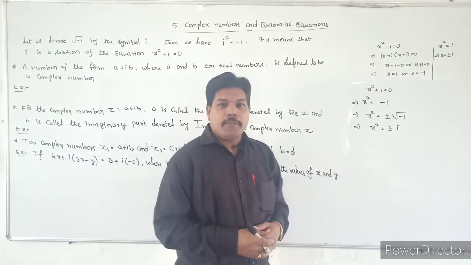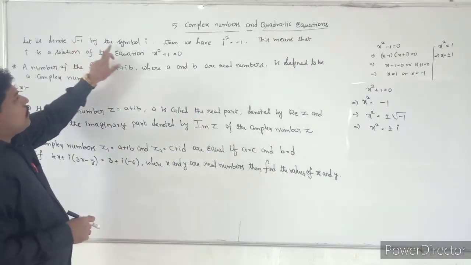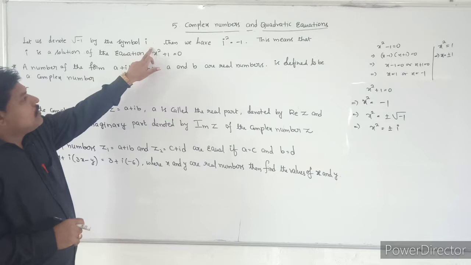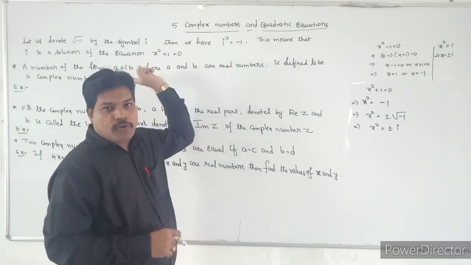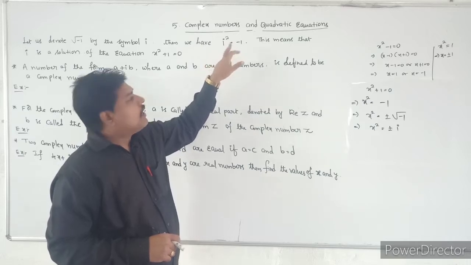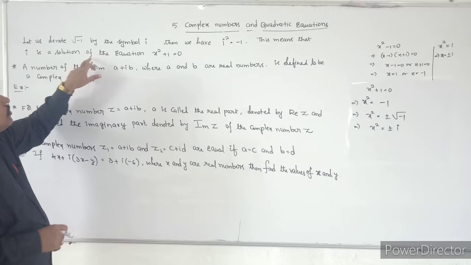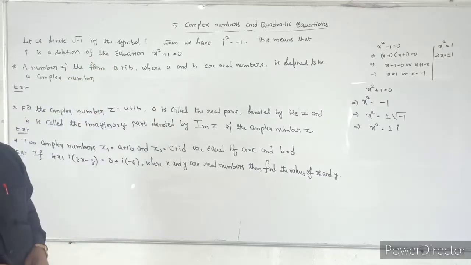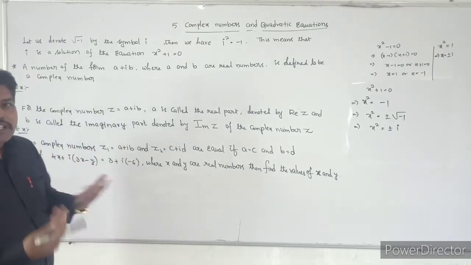So the main point here is that we are taking root of minus 1 as the symbol i. Then we have i square is equal to minus 1. If root minus 1 is equal to i, then automatically i square will become minus 1. This means that i is a solution of the equation x square plus 1 is equal to 0.